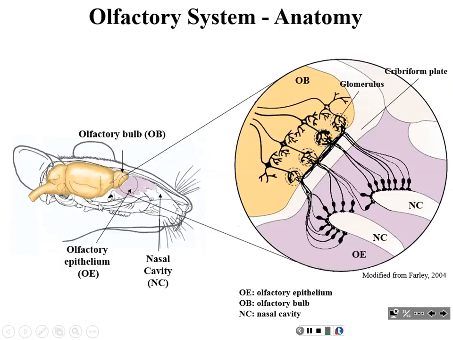Here we have a rodent head side view. Here is the nasal cavity, the nasal epithelium, and the olfactory bulb where it projects to. So here are the cells that I just talked about: the olfactory sensory neurons with the cilia in the nasal cavity. I mentioned before axons that cross the cribriform plate and target the olfactory bulb. Okay?